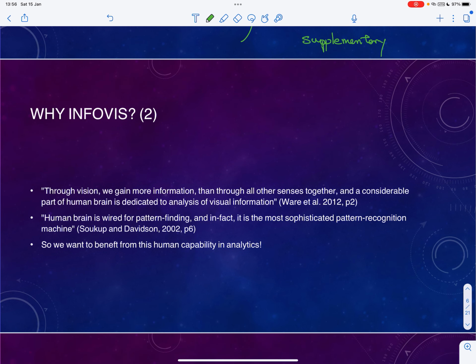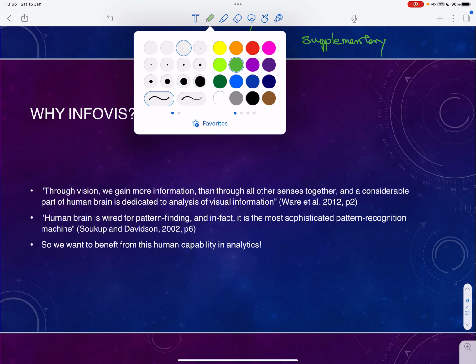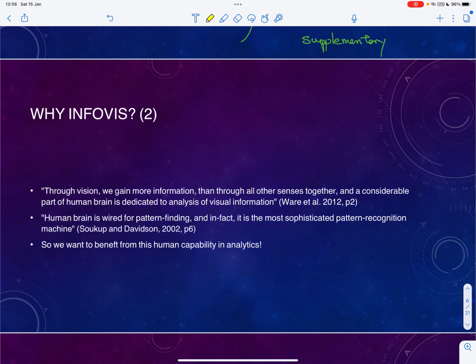There are a few other points about why information visualization, and I like them, so I have added them here. There are two quotes. One of them, again, from Ware et al. Through vision, we gain more information than through all other senses together. And a considerable part of the human brain is dedicated to analysis of visual information. So our brain is naturally capable of understanding visual patterns. And we want to use it. We want to put it in practice to analyze data.